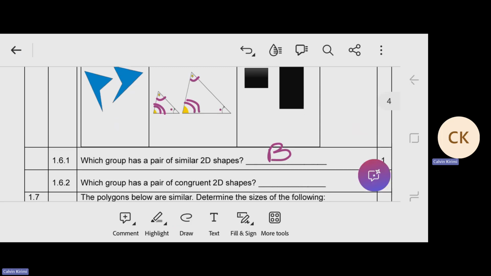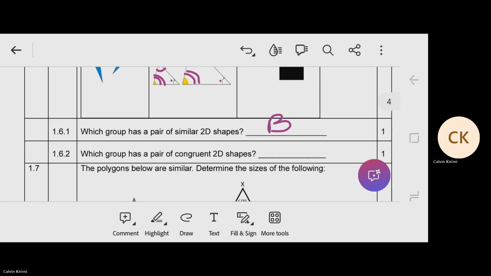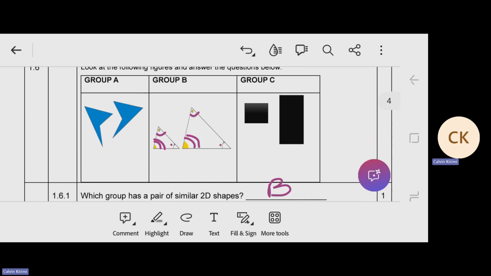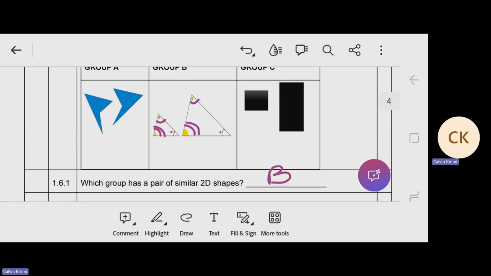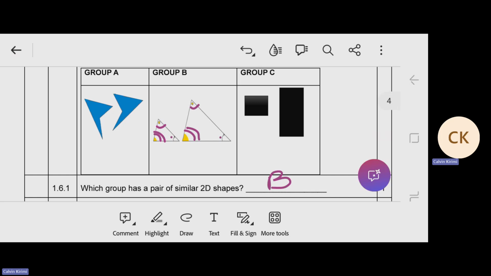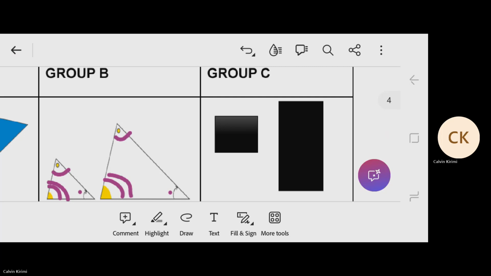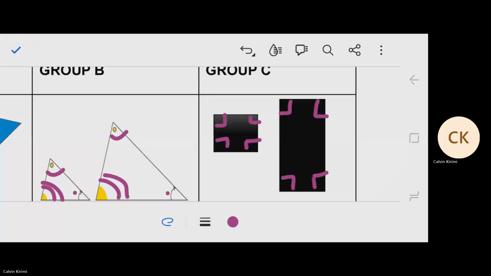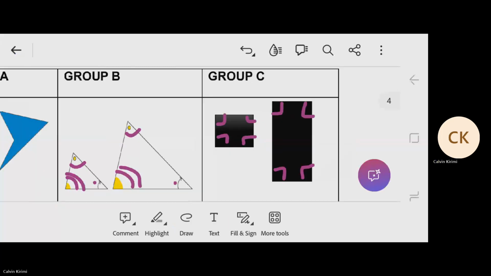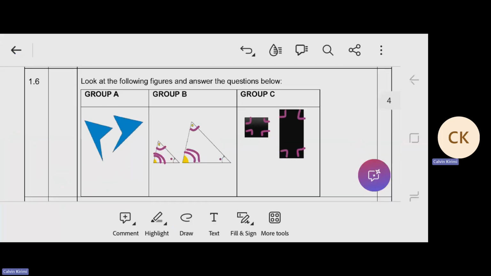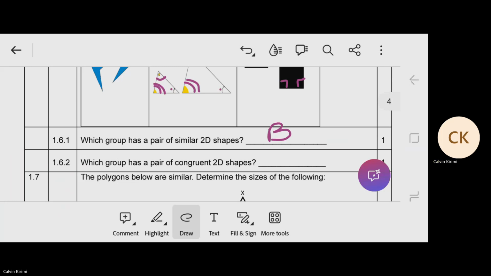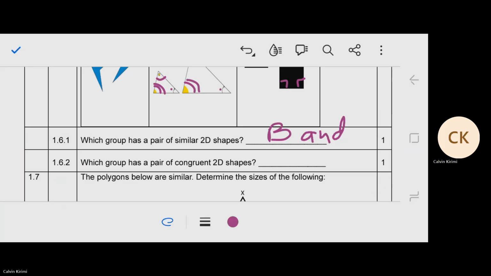Which group has a pair of congruent 2D shapes? Which means they're exactly the same. There we can see that these ones are right angles as well in terms of C. E and C are similar. D and C.